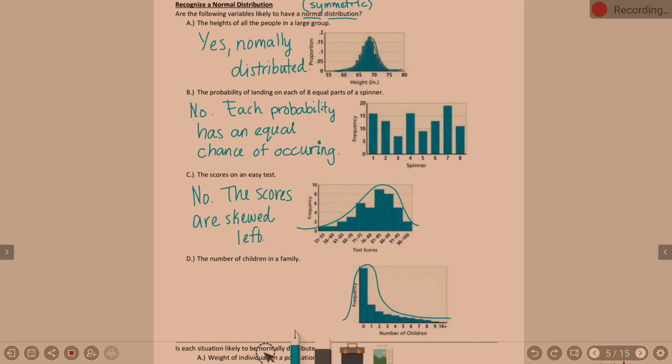So, no. I'm going to say more families have fewer children. More families have fewer children. This data is going to be skewed right. Okay, you've got an idea for how these are working, right? Let's try the bottom 2 that don't have pictures.